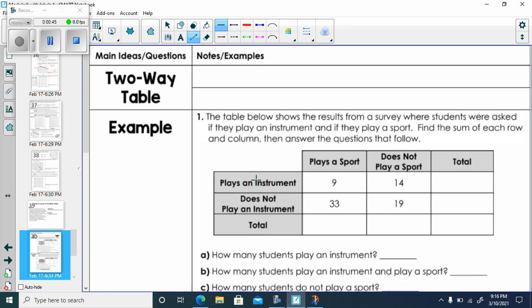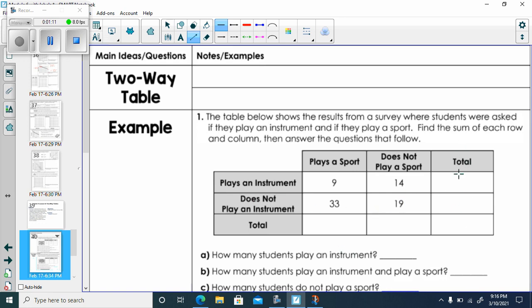For those who played an instrument but did not play a sport, there were 14 of them, okay? People who played a sport but didn't play an instrument, there were 33 of them. And those who didn't play a sport or an instrument, there were 19. See, look where the two lines intersect, and you see what that means. 19 people do not play a sport and do not play an instrument.